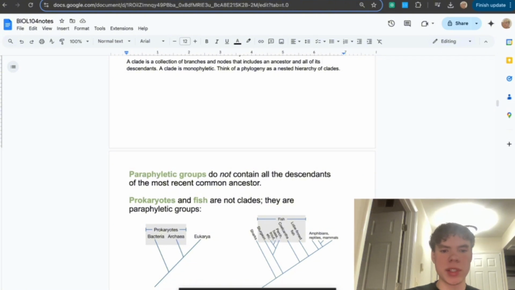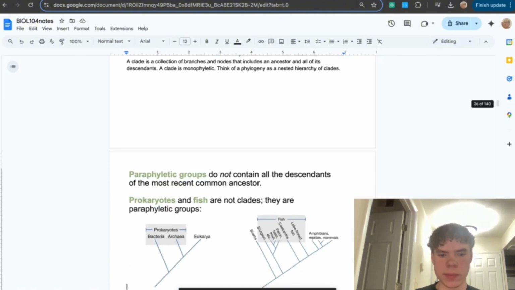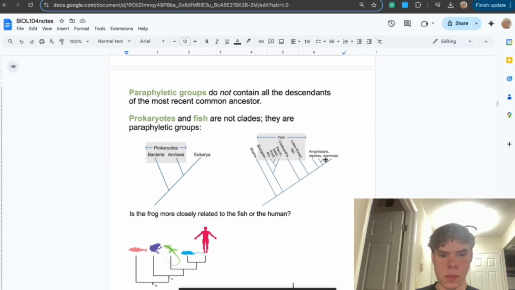A clade is a collection of branches and nodes that includes an ancestor and all of its descendants. A clade is monophyletic. Think of a phylogeny as a nested hierarchy of clades. So if you look at here, this pink part is a clade, right? You have all these different types of clades that are unique to each individual organism. Prokaryotes and fish are not clades, they are paraphyletic groups.